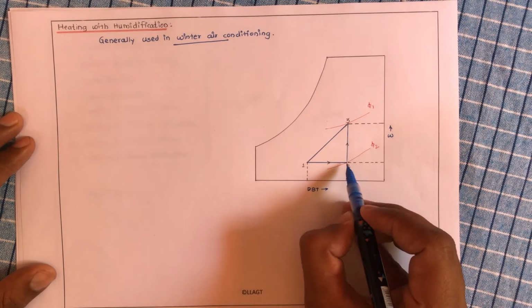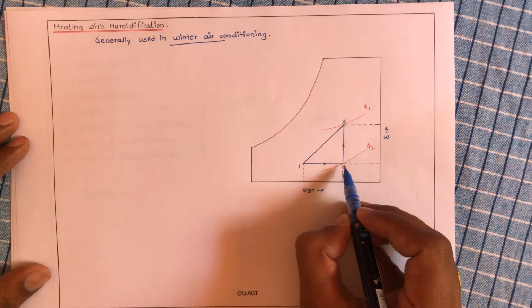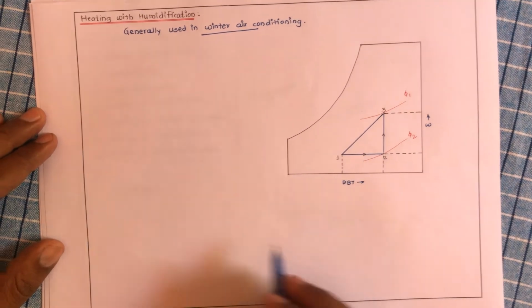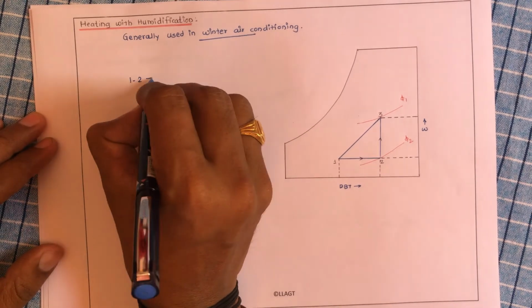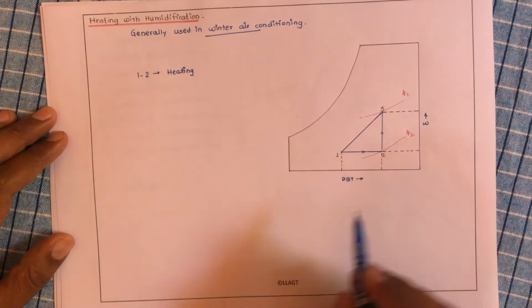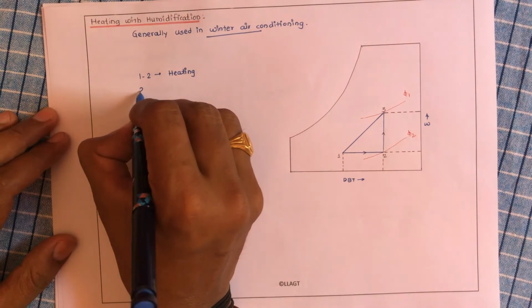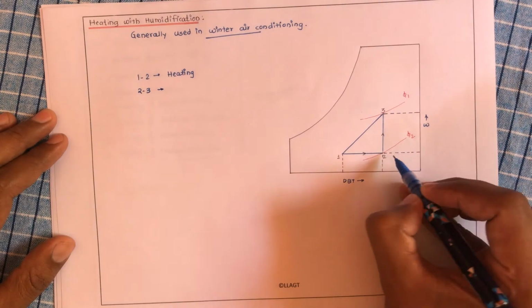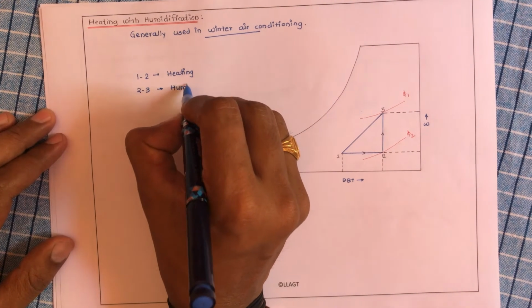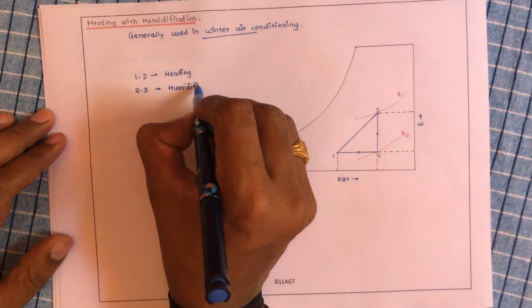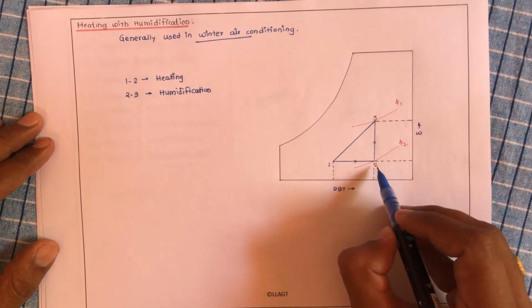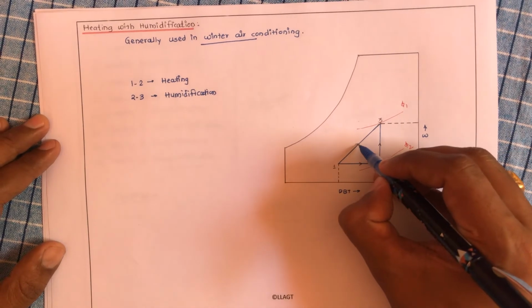Now this 1 to 2, we already know that 1 to 2 is nothing but sensible heating, or we can say it is only a heating process. Then 2 to 3 is nothing but what? Here we are going to add moisture. That's why that process is called the humidification process.